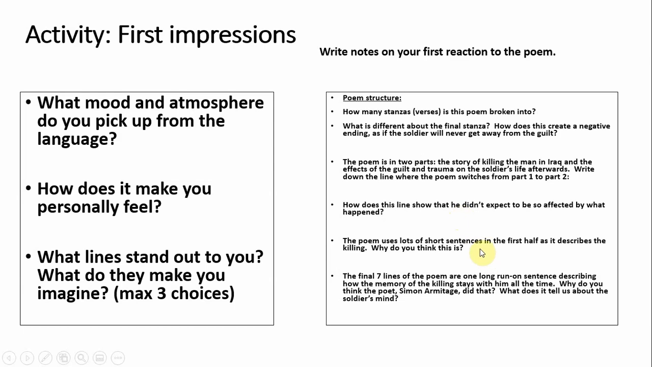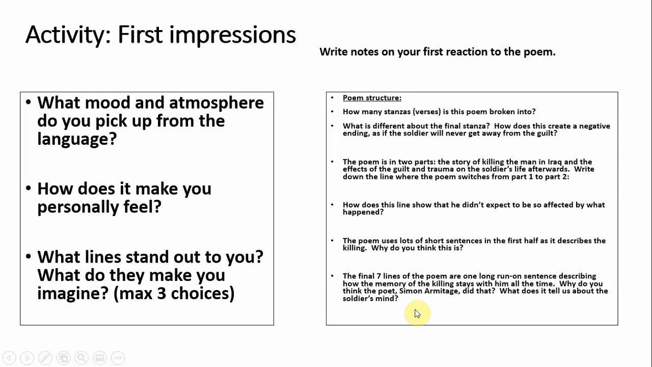Now, the structure of the poem uses a lot of short sentences in the first half, describing the killing. Why do you think that is? Think about how short sentences affect the mood, atmosphere, and pace of a piece of writing. And why might Armitage, the poet, be using that here?